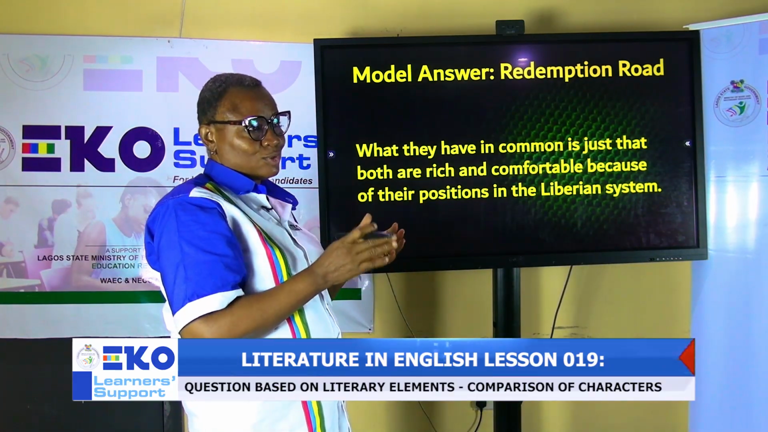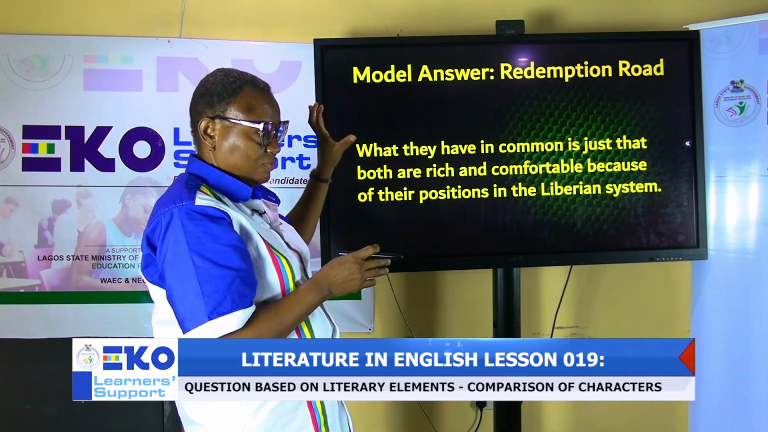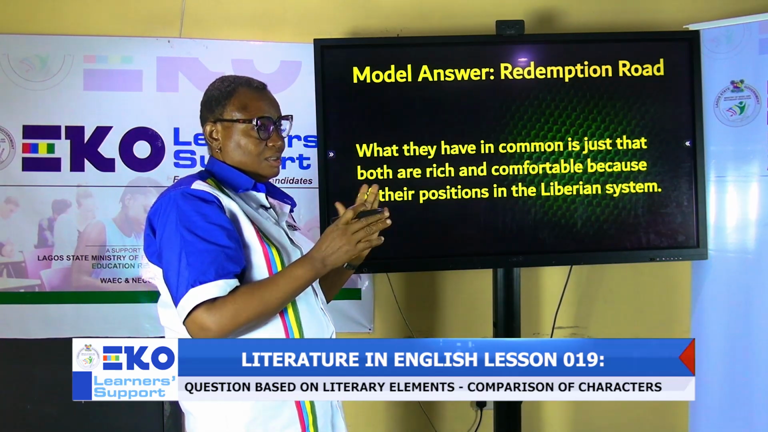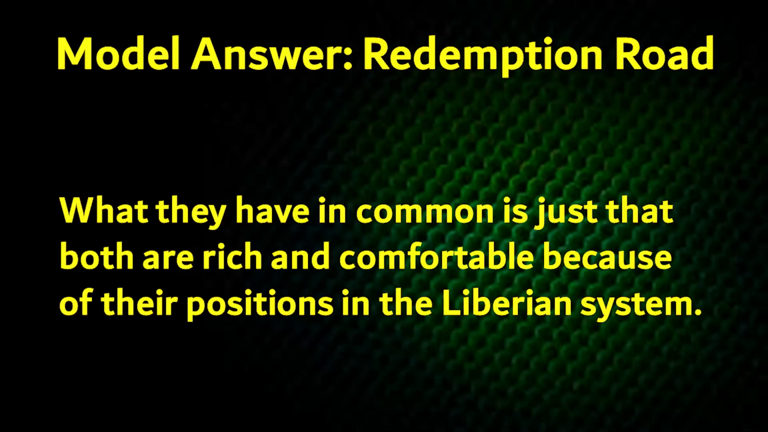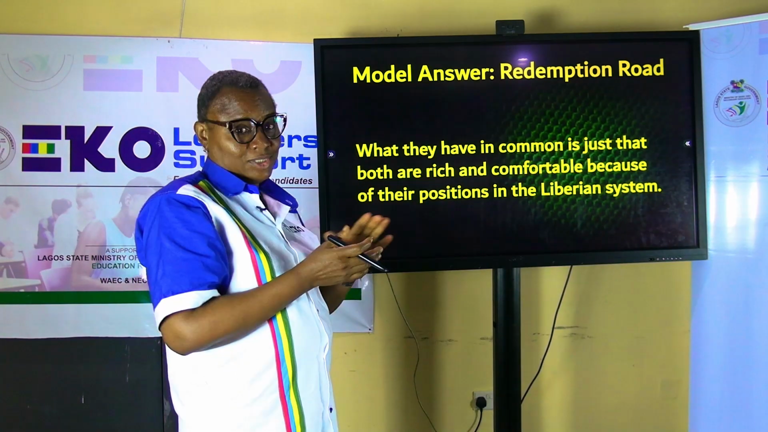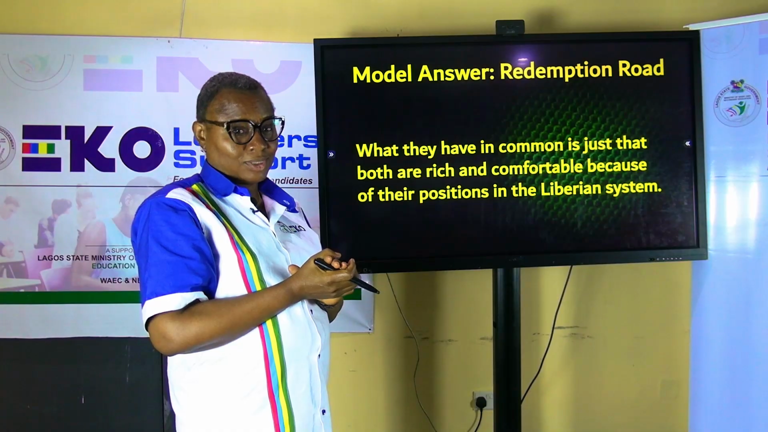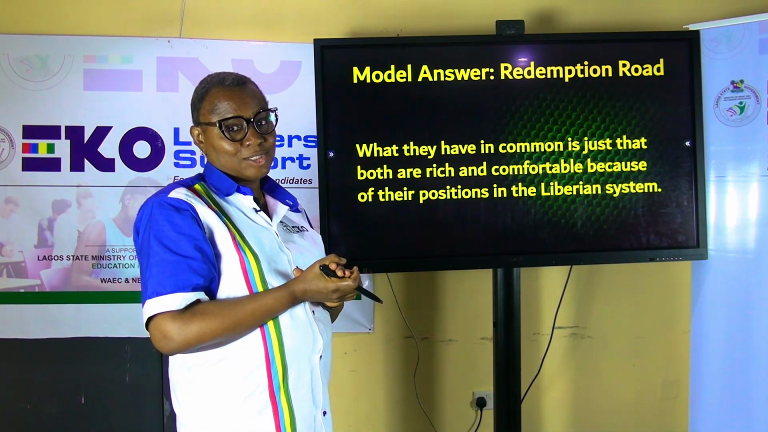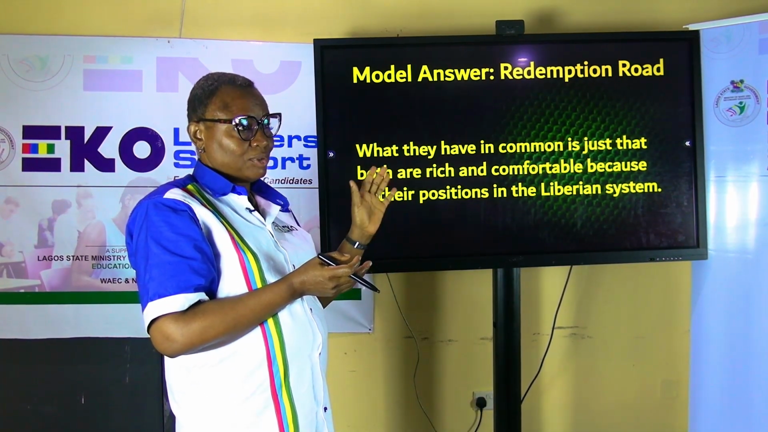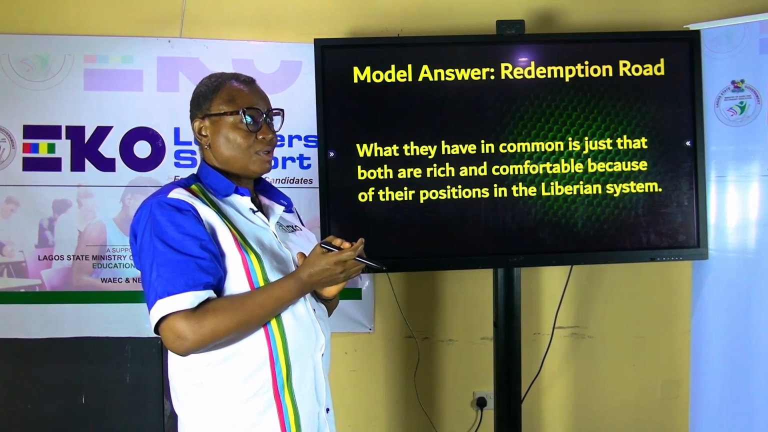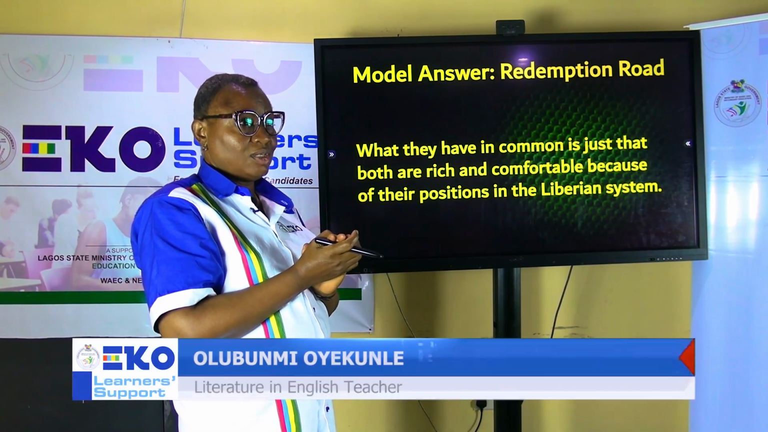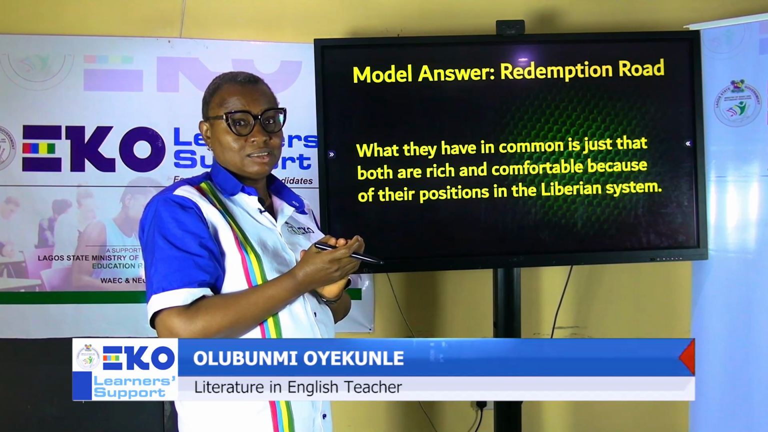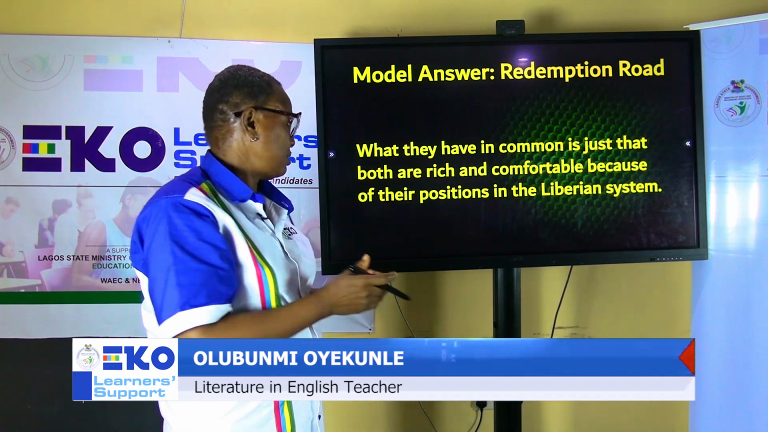What they have in common. So we have looked at the light of three aspects of their lives. And now what they have in common is just that both are rich and comfortable because of their position in the Liberian system. Calvin is a journalist with the World Journal, while Terence is a minister in Liberia. And so both of them are actually wealthy and comfortable in the Liberian society.